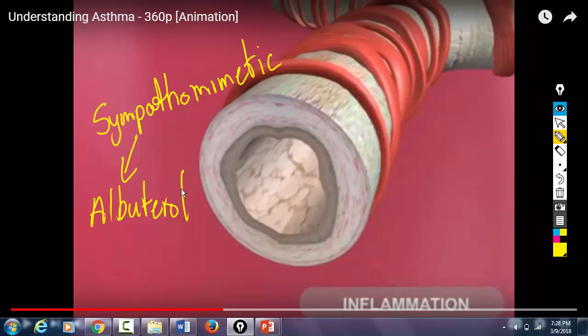So you want the bronchioles to dilate. So when epinephrine binds the beta 2 receptors in the smooth muscle, it will cause the muscle to relax and cause bronchodilation.